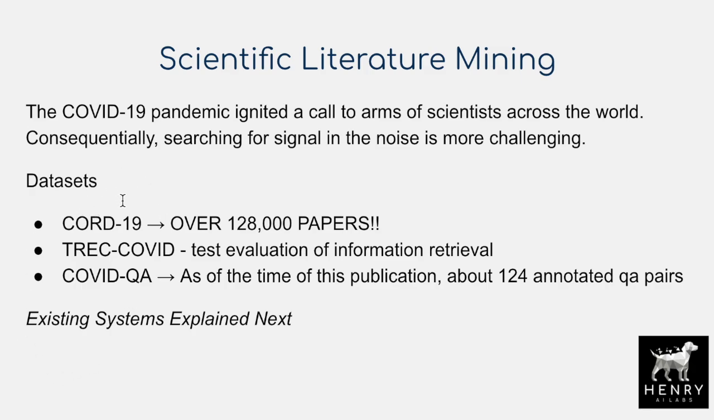The COVID-19 dataset is an example of a massive unlabeled dataset of just a raw dump of all these papers. TREC-COVID is an annotated dataset to test the evaluation of information retrieval systems. And then COVID-QA is a question answering dataset similar to the SQuAD benchmark that's been annotated by biomedical experts. But again, it's a problem of, as we'll discuss later, learning from limited labeled data sets. You only have 124 annotated question answer pairs, so it's going to be tricky to fit one of these gigantic deep neural networks on such a small data set.